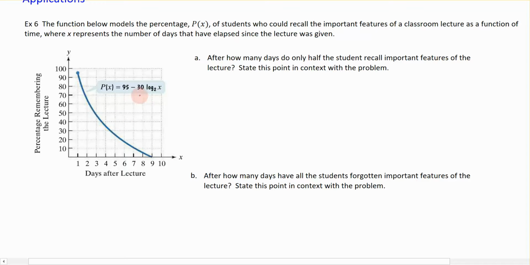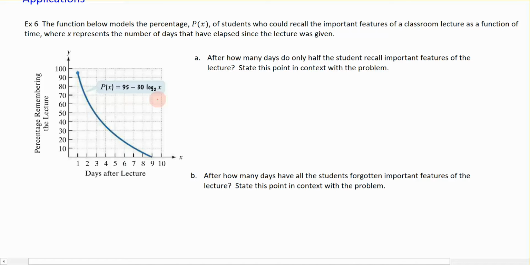And the equation or function is modeling the percentage of students who can recall important features of a classroom lecture as a function of time. So in other words, the y-axis is talking about the percentage, the percent of the lecture they remember after so many days. So it's a percentage of what they remember as a function of time, which is represented as x.